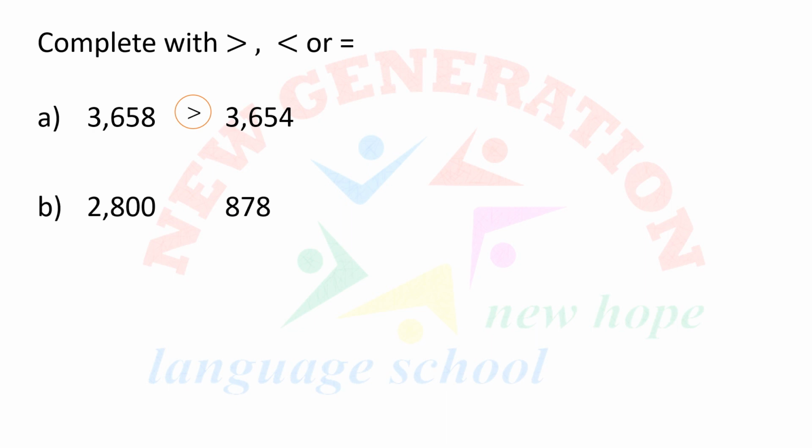The next one. If I stop, you pause the video and give yourself a minute or two to solve it. Okay, the number on the left is 2800, the number on the right is 878. The number on the left has more digits, so it will be the greatest number.